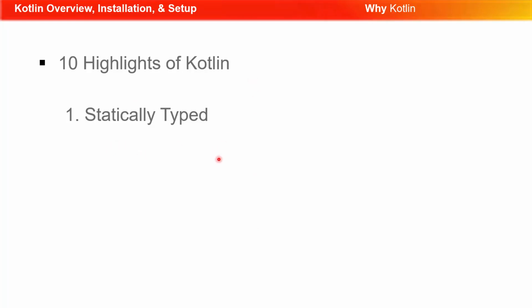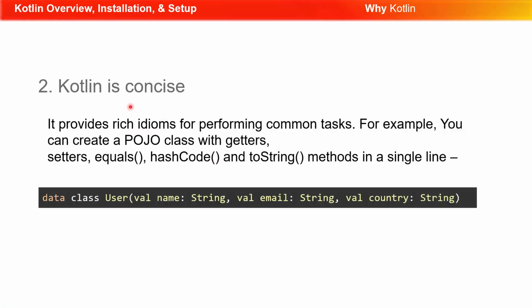First off, Kotlin is statically typed. Kotlin is very concise. It provides a rich set of idioms or shortcuts to perform common tasks. When we create plain old Java objects, quite often we have to create a class. It's a lot of syntax. We have to encapsulate the data. We have to add methods for setting properties, methods for getting properties, and methods for converting to strings. Kotlin has the reputation for just being shorter, the same type of application with less syntax.